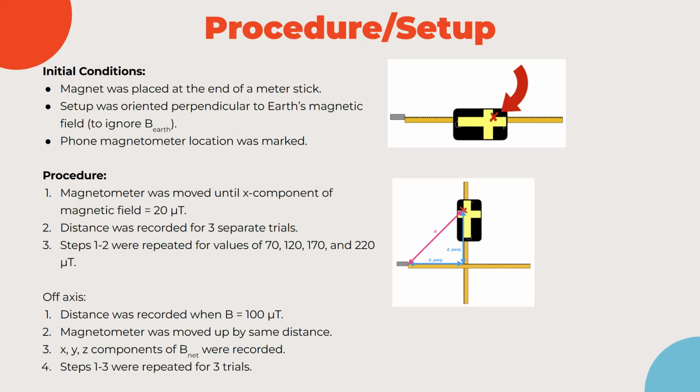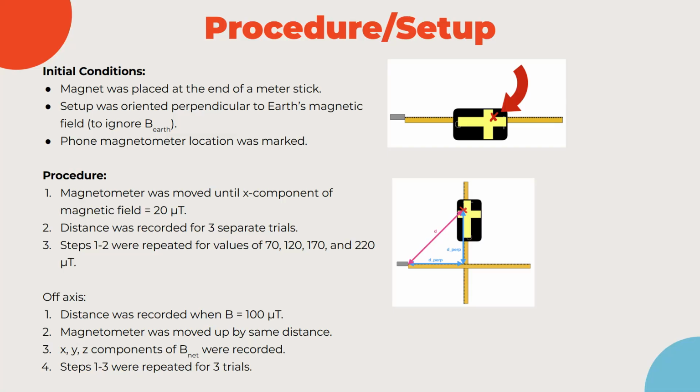Our initial conditions were that our magnet was placed at the end of a meter stick, and that the setup was oriented perpendicular to Earth's magnetic field to later correct for B Earth. Our phone magnetometer location was also marked.